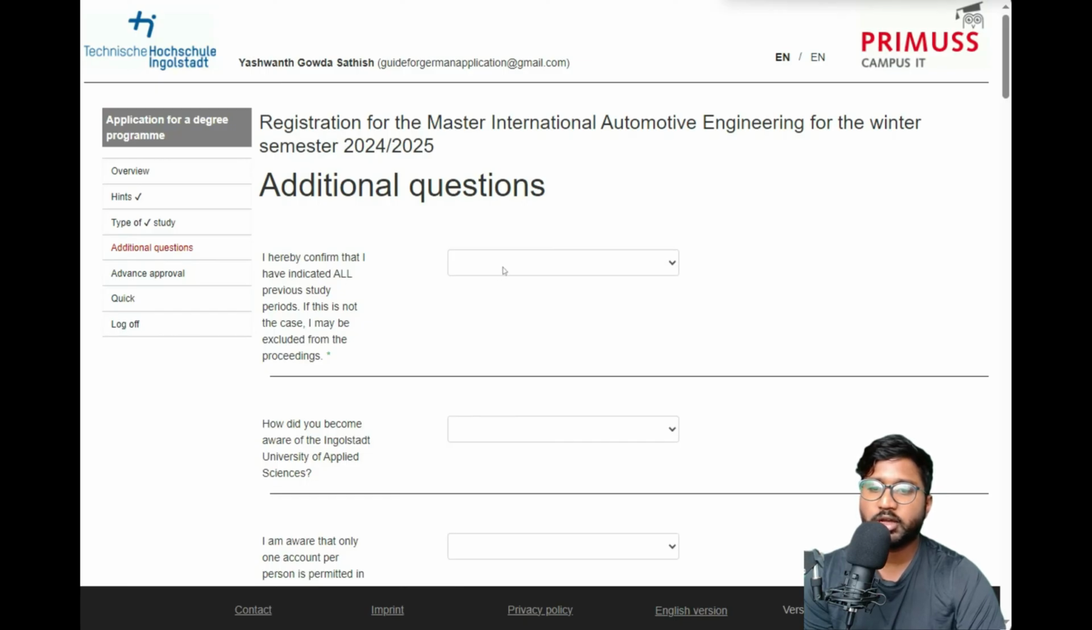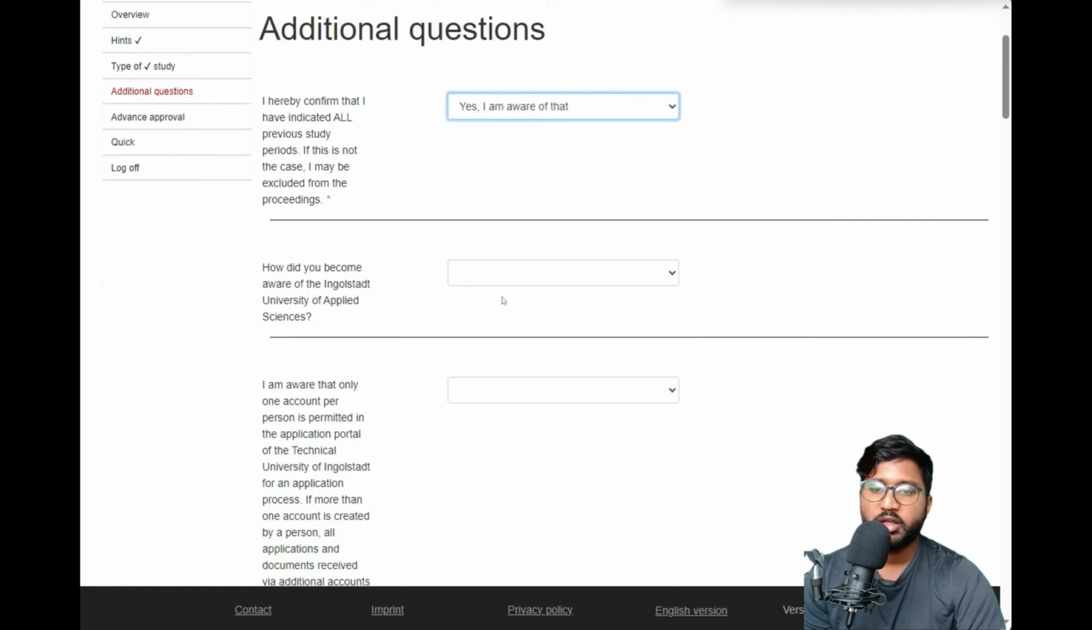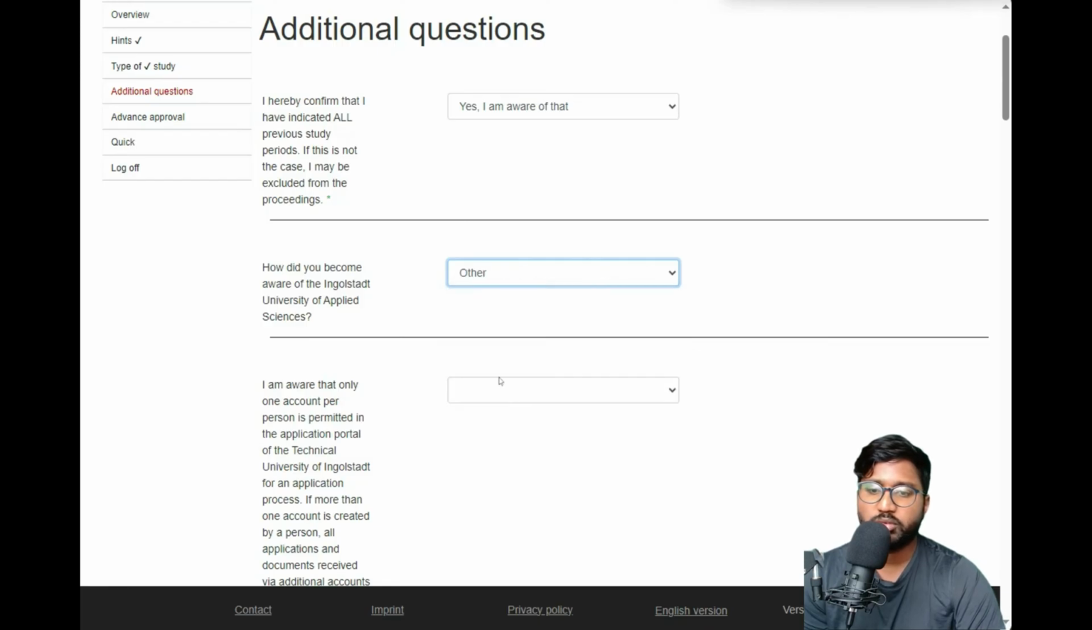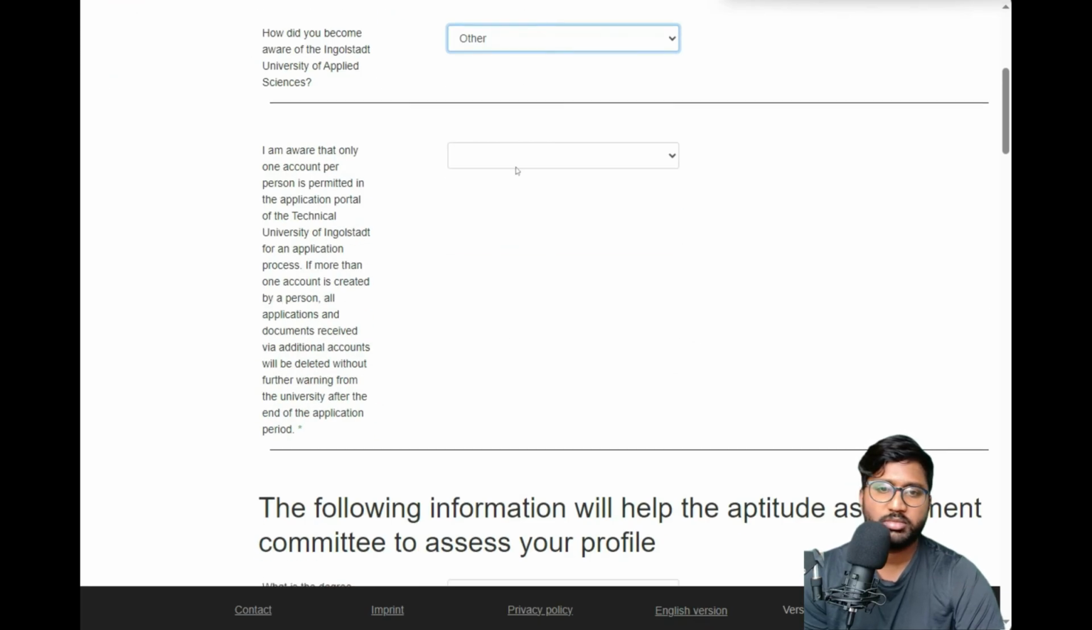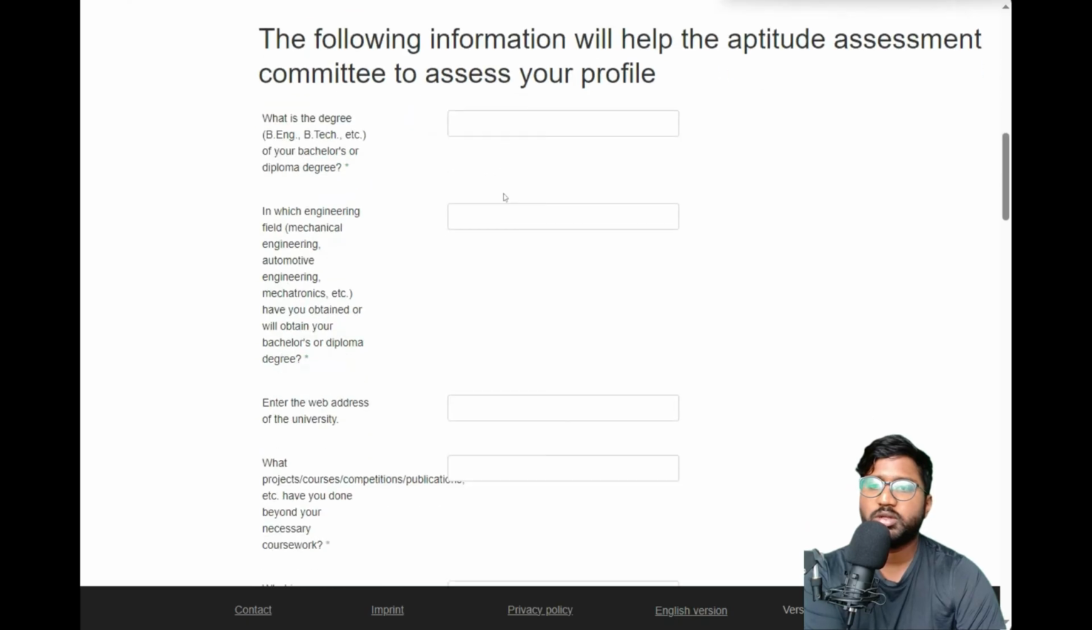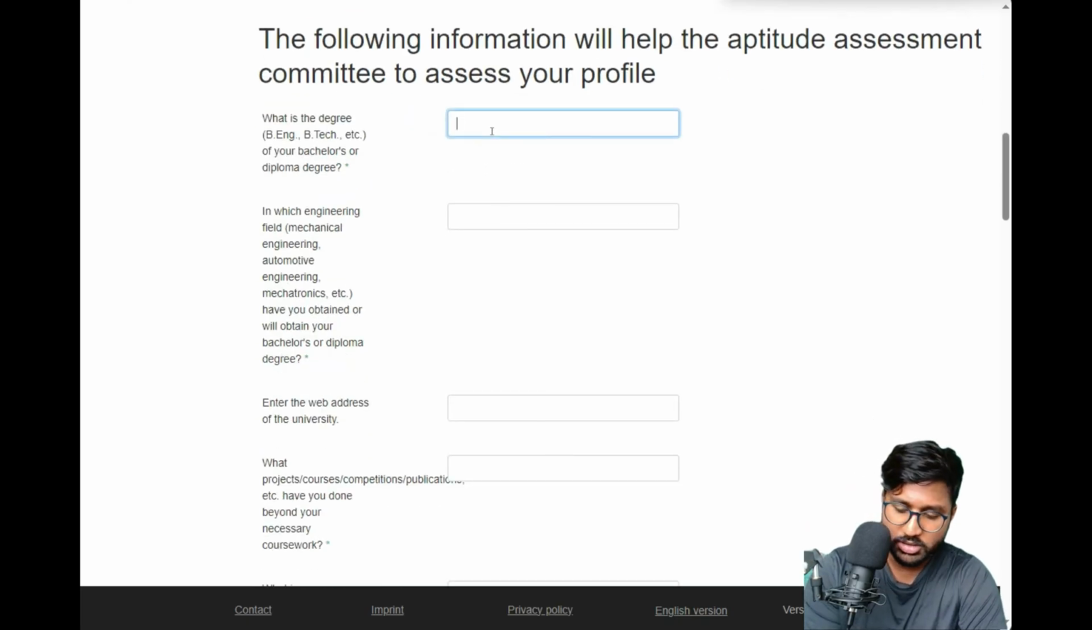If not, in case I am okay, then I am aware of that. So how did you become aware of this? Then you can give other, or you can give Google, dart.de and things like that. So yes, I'm aware that only one account per person is permitted. Yes, we know that. So what type of degree do you have? So the BTech, BE and things like that.